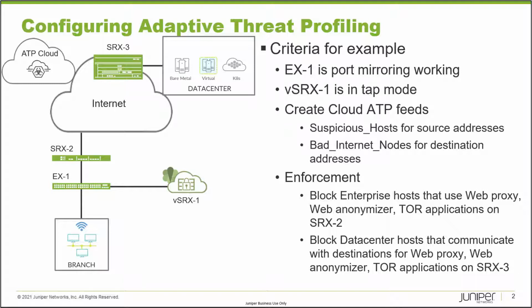And then the other thing we're going to do is we're going to block data center hosts that communicate with destinations for web proxy, web anonymizer, Tor applications on SRX3. And so basically what we're going to do there is anything in the branch that communicates with one of those applications, something on the internet with those applications, we're going to stop anything in the data center from communicating with those internet hosts because that could be some bad traffic. That could be some bot-related traffic. So we want to protect the rest of our network preemptively before they even have a chance to try to communicate with those potentially dangerous hosts on the internet. All right, so with that being said, let's jump to the ATP Cloud web interface and get this going.